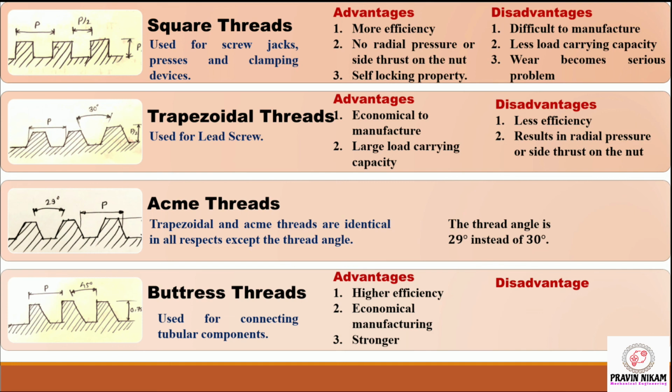Then the next point is disadvantages of buttress threads. It can transmit power and motion only in one direction. This is the main disadvantage of buttress threads. So these are the types of threads used in power screw.